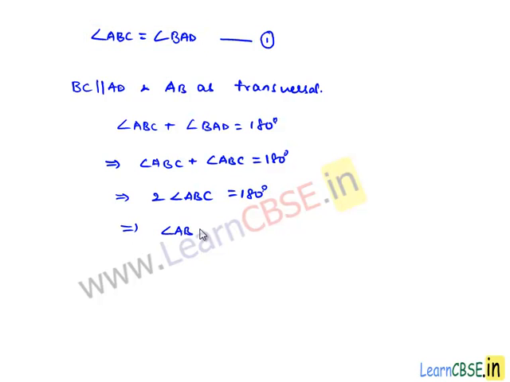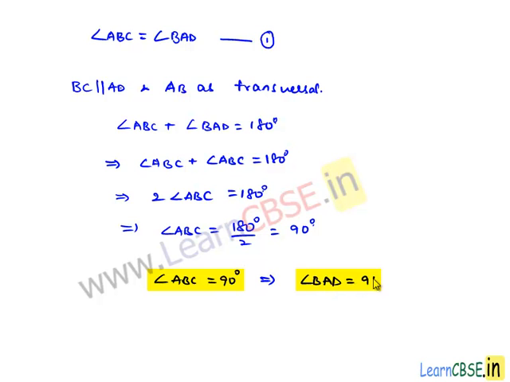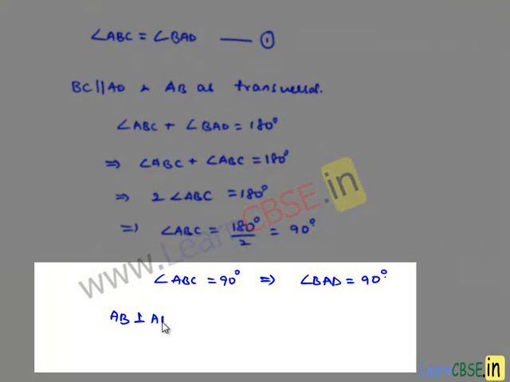Which implies angle ABC is equal to 180 degrees by 2, and here 2 goes in 180, 90 times. So finally we got angle ABC is equal to 90 degrees, which implies angle BAD is also equal to 90 degrees. So as two angles are equal to 90 degrees, AB is perpendicular to AD and AB is also perpendicular to BC.